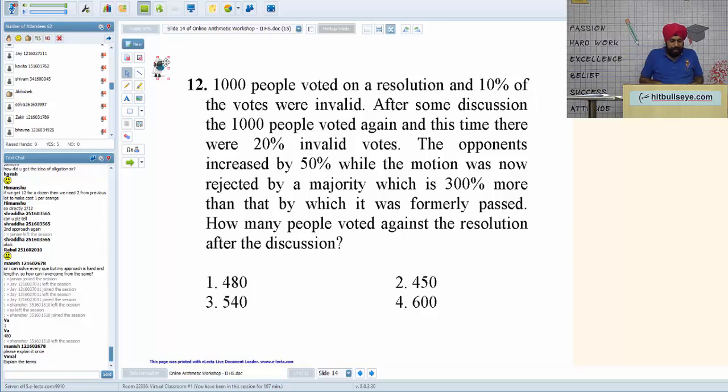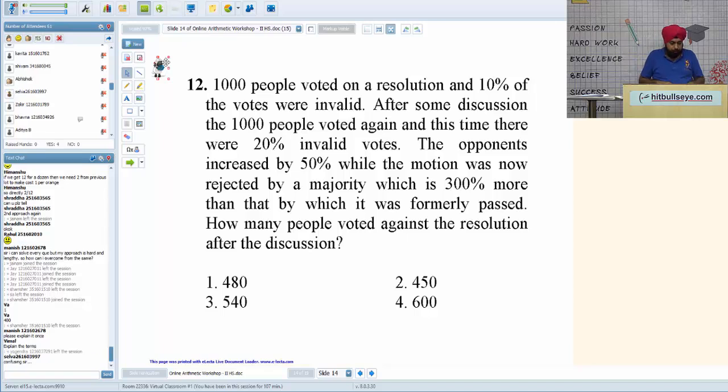The terms are simple only. There were 1,000 people who voted. 10% of the votes were invalid. Then they did the discussion and they voted again. Then 20% of the votes were invalid. He says the opponents increased by 50% in the second case. Then he says in the second case the motion was rejected by a majority which is 300% more than the majority by which it was passed in the initial case. So how many people voted against after the discussion?